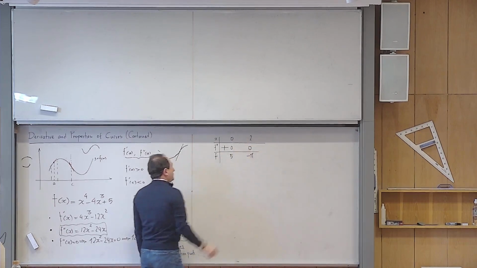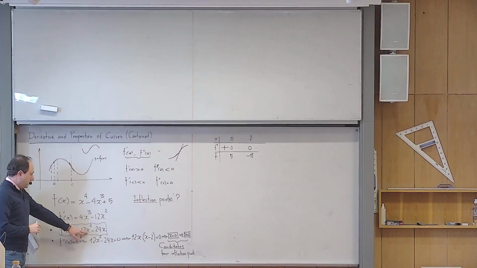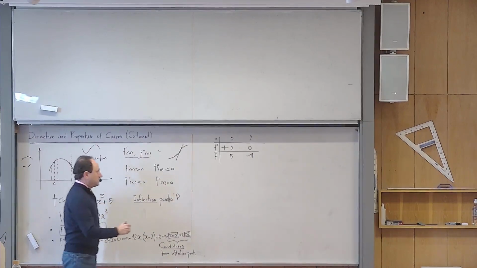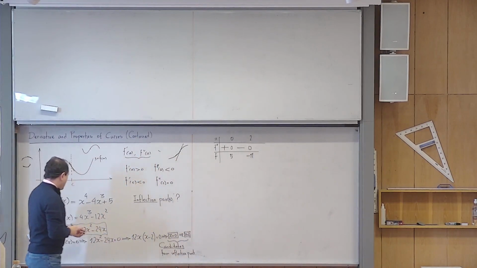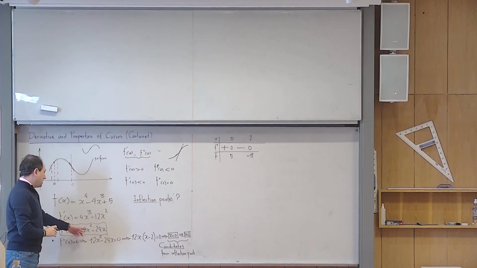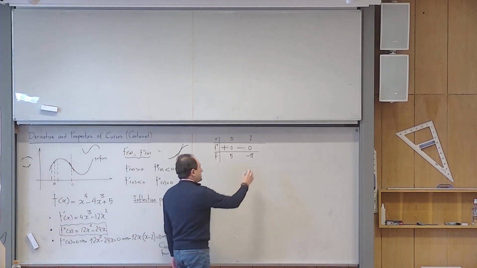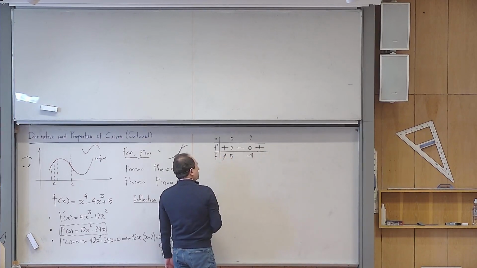Between 0 and 2, a random number, the best choice is probably 1. And I put it back here, 12 minus 24 is minus 12, which is negative. And then after 2, for example 3, this becomes 9 times 12, definitely bigger than 24 times 3. So this is positive. Okay, but do not put these arrows.